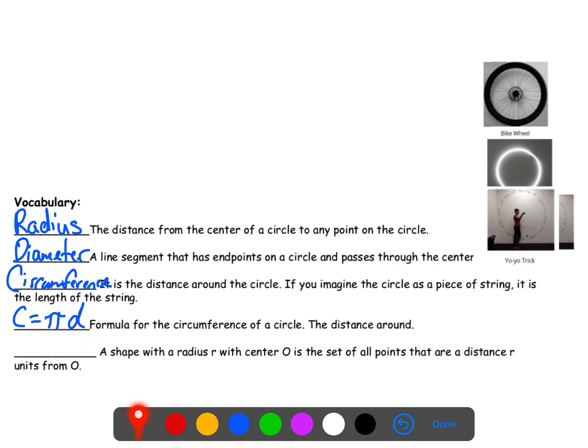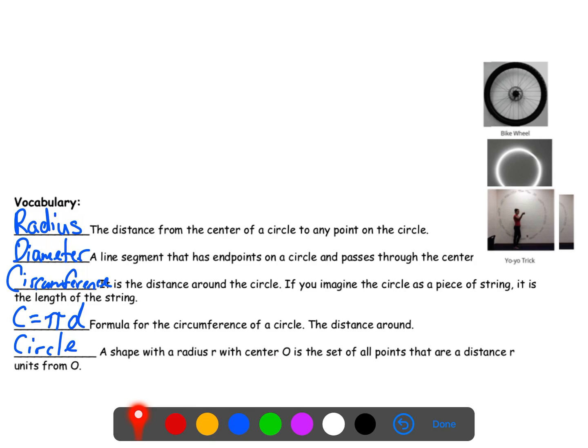But the last thing here is a shape with a radius r with center O is the set of all points that are a distance r units from O. That's an incredibly complicated definition for what a circle is. Remember, radius goes from the center of the circle, which here is O, out to the outside edge. And this goes around the entire outside edge of the circle.